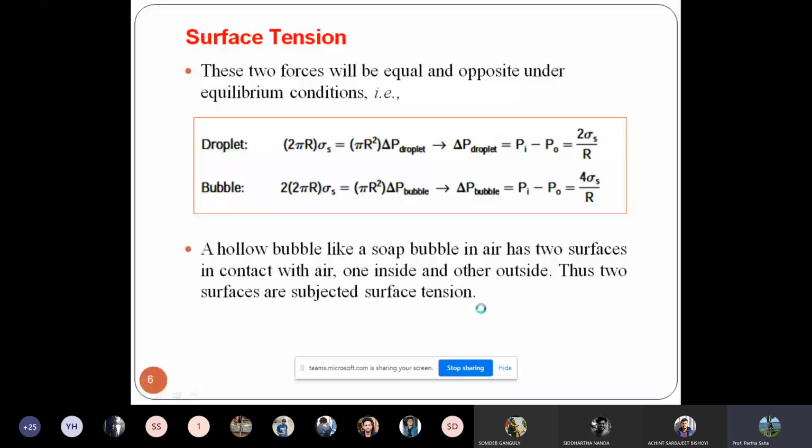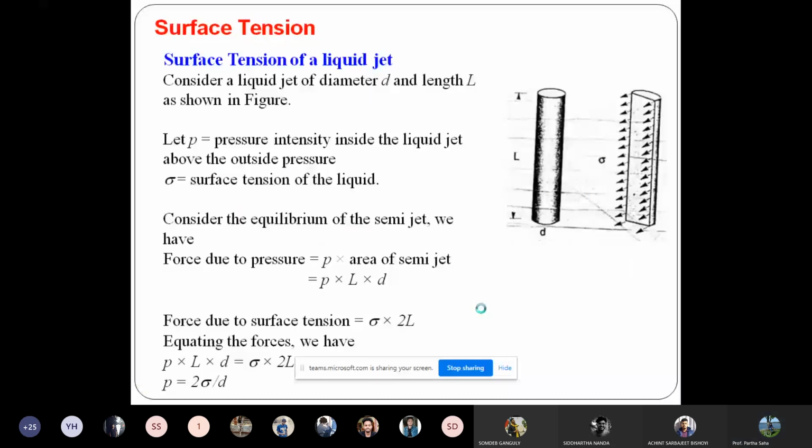Now let's look into another expression, the surface tension force for a liquid jet. So this is a cylinder which has a length of L and the diameter is D. Let P be the pressure intensity inside the liquid jet. So liquid is flowing vertically, as you can see. And sigma is the surface tension of the liquid. What will be the 2 forces at the equilibrium stage for this particular semi-jet? One will be the surface tension force, another will be the pressure force.